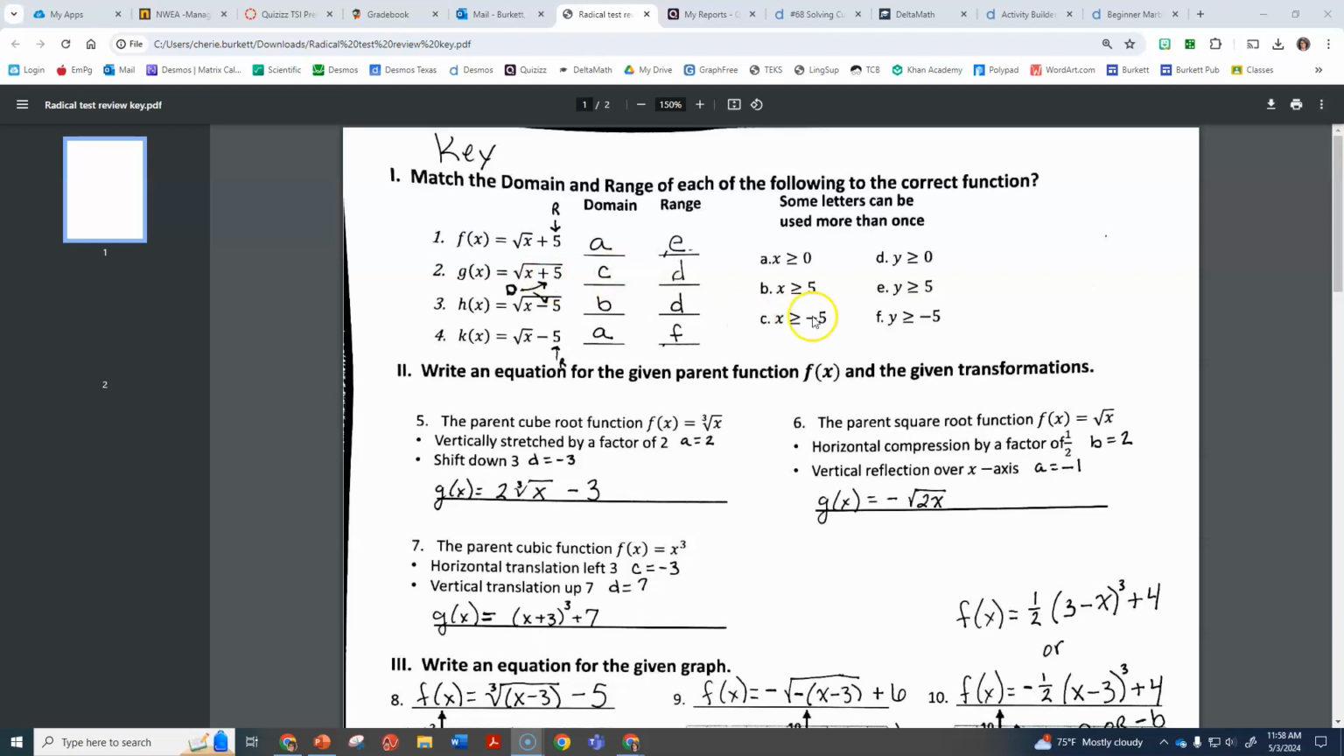So if it shifts left, then the domain is going to be all the numbers greater than or equal to -5. So that's why it maps to that one. This one shifts right, so that means the domain is going to be all the numbers greater than or equal to 5. If it only shifts left and right, then only the domain is going to change. If it only shifts up and down, then it'll only be the range that changes.